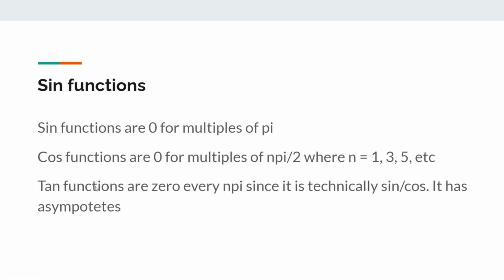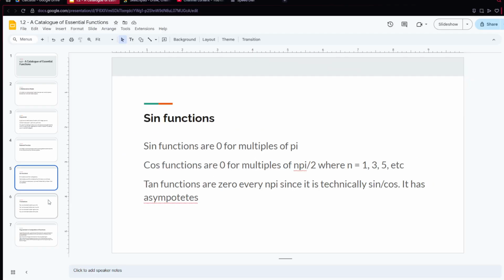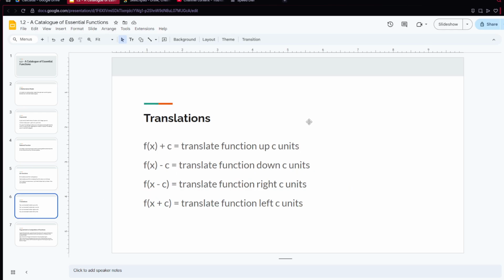So you can rewrite tan theta as sine theta over cosine theta, and whatever makes the numerator 0 will make the whole function 0. So it has asymptotes, which would be whenever cosine is equal to 0, because you can't divide by 0. So that's the logic behind such sine functions. Should be actually trig functions. I put sine functions. These are translations.